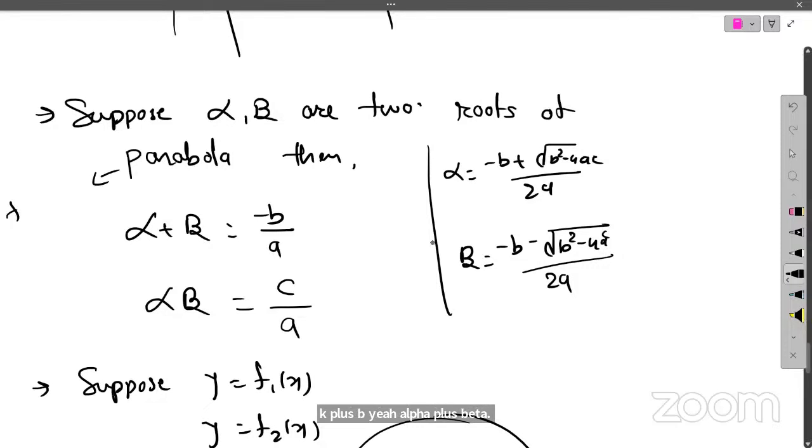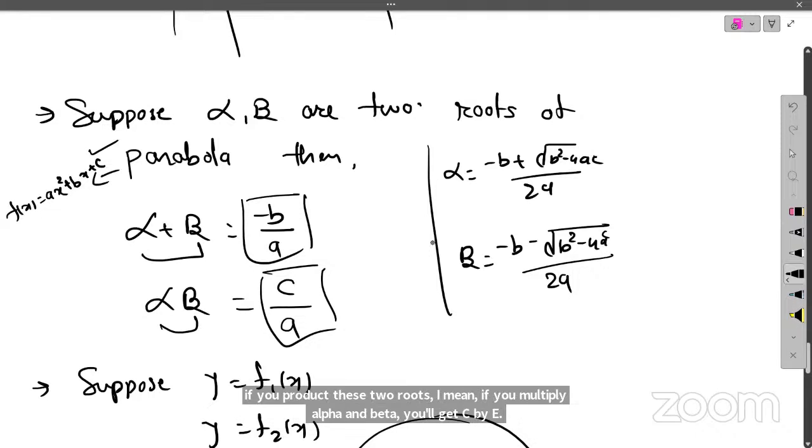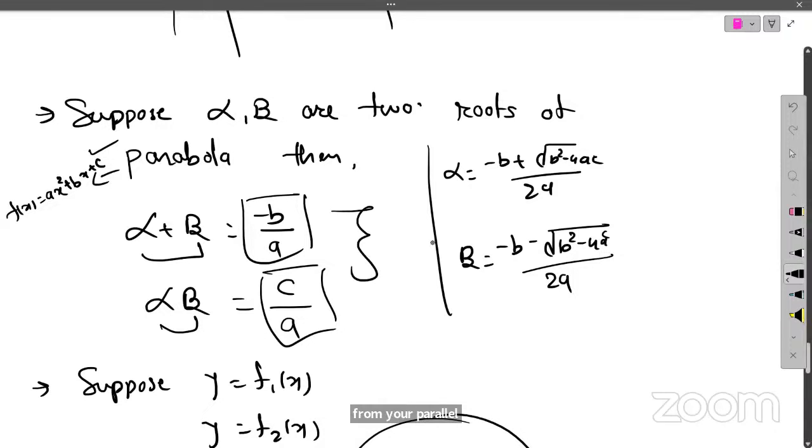So the parabola is again f(x) = ax² + bx + c. There is one particular formula for the sum of the roots and the product of the roots. If you sum these two roots, you will get minus b by a, and if you multiply alpha and beta, you will get c by a, where c is the constant present in the parabola. A, B, C you can get from your parabola. This is actually a very useful formula. It's better if you remember it.